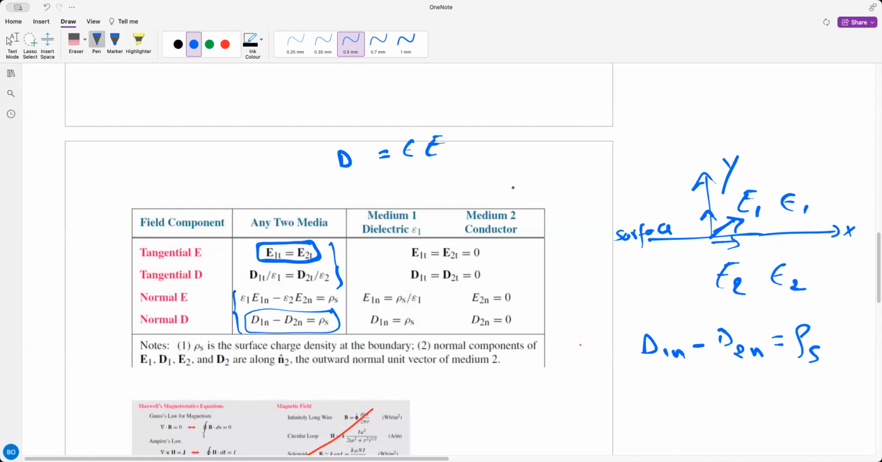As an example, if the first medium is a dielectric and the second medium is a conductor, we know that inside the conductor the electric field is 0, and that's why the tangential component is 0. The normal component inside the conductor is also 0, but the normal component in the dielectric is not 0. We apply this, and then we get the normal component of the electric field inside the dielectric. This is something very important in the exam.